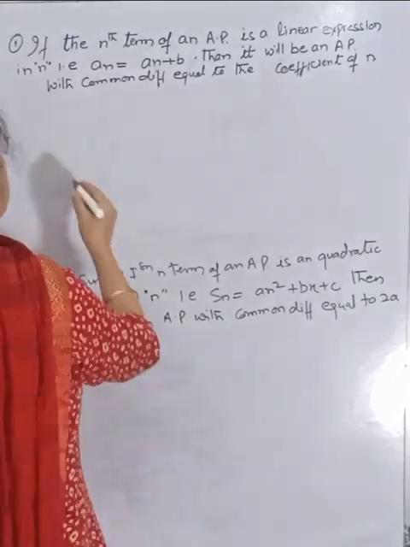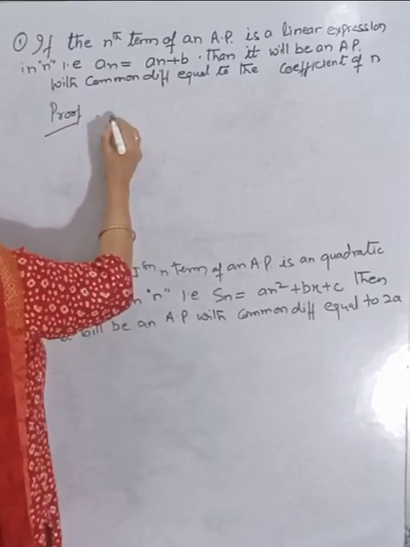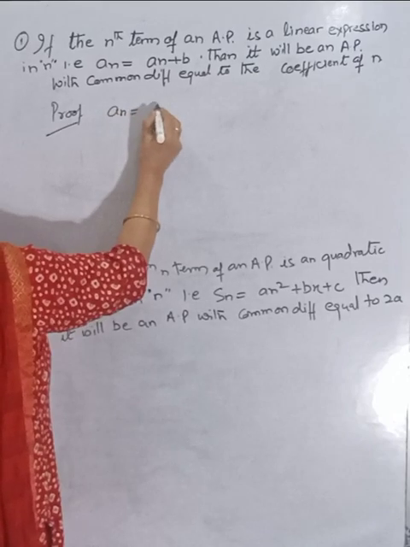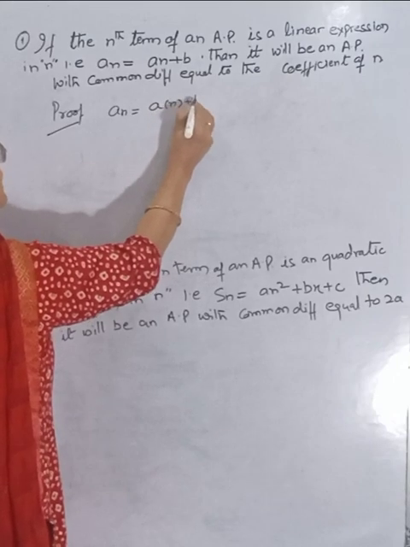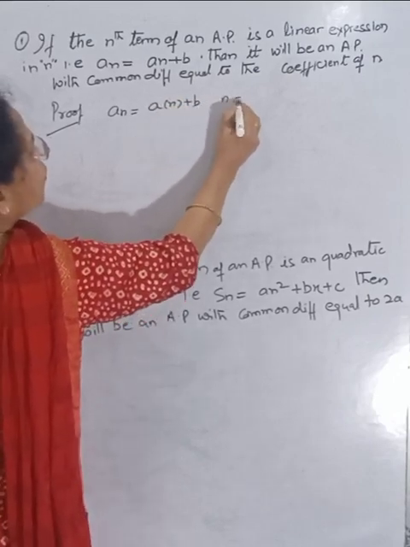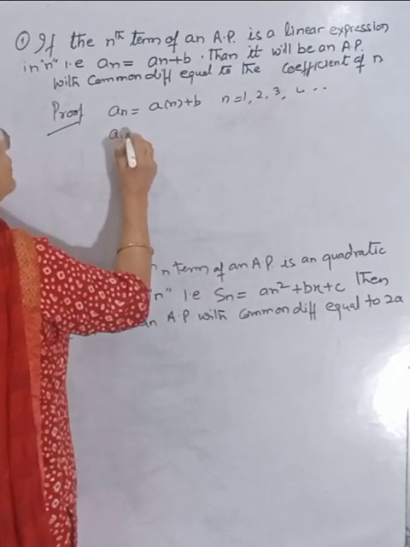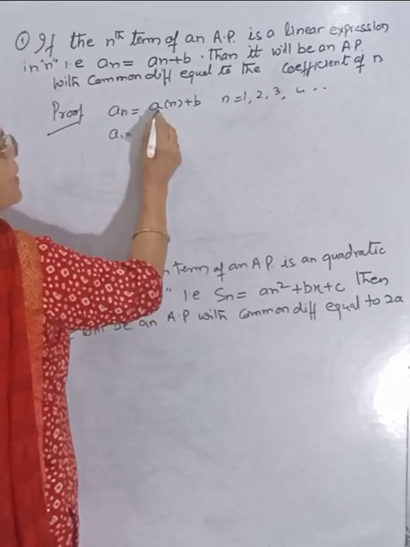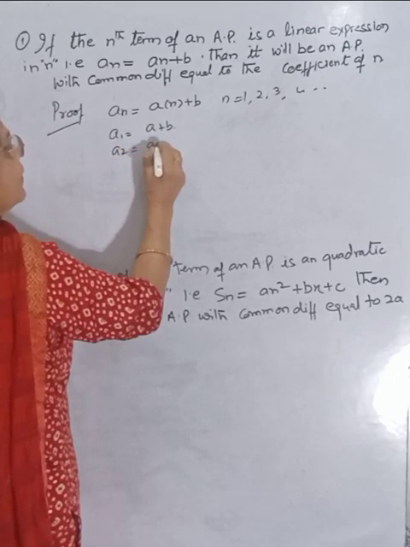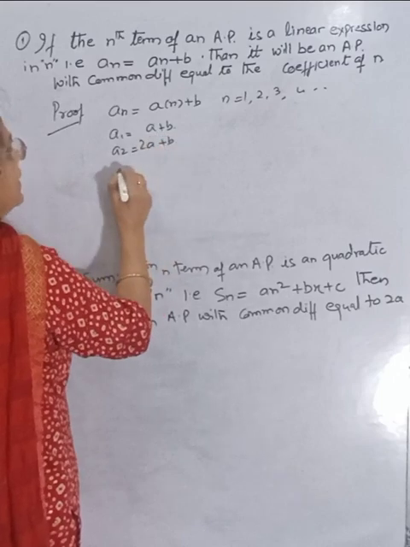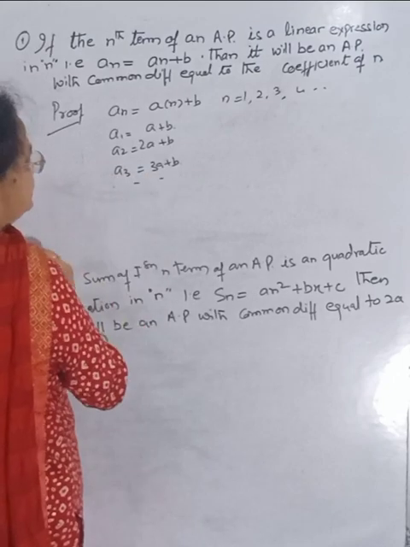Let's prove it. Let's see what the arithmetical progression is. From the expression, an is equal to a into n plus b. Putting n equal to 1, 2, 3 and 4 and so on, you get a1 equal to a plus b, a2 equal to 2a plus b, a3 equal to 3a plus b, and so on.